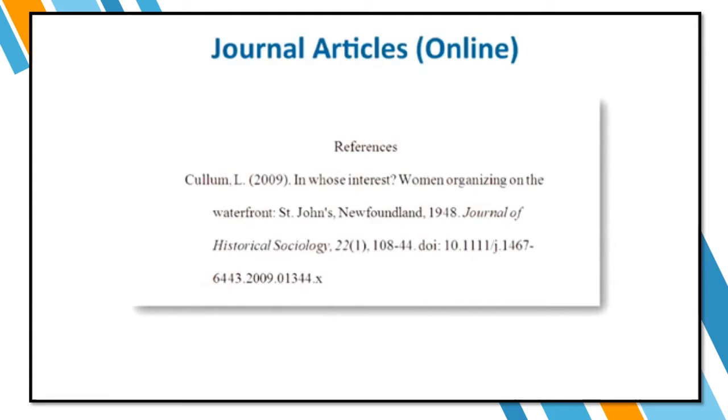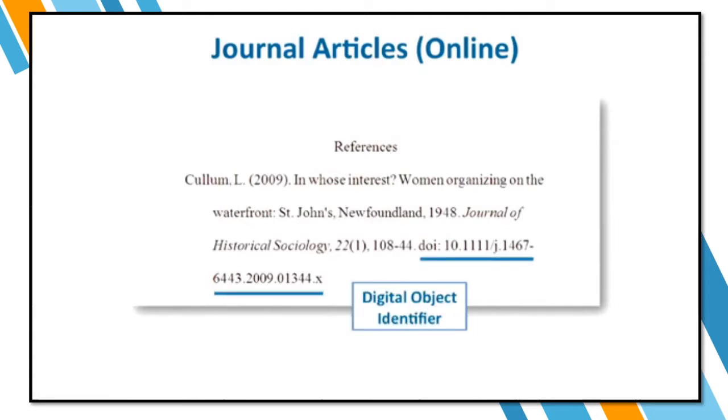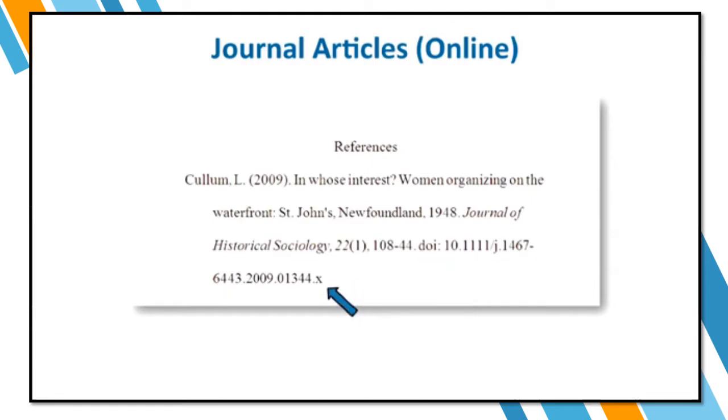You probably accessed most of the articles you're using online. For online journal articles, you add the DOI number, or Digital Object Identifier. You don't have to indicate what article index you used. Notice there's no period after the DOI number. But where do you find all of that information?